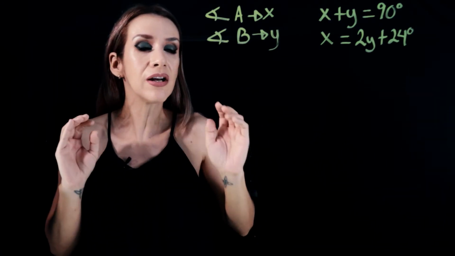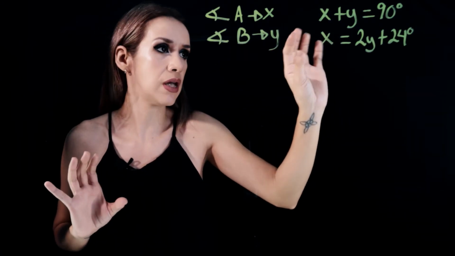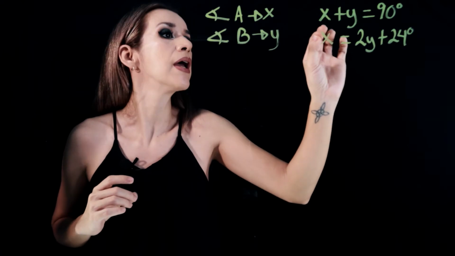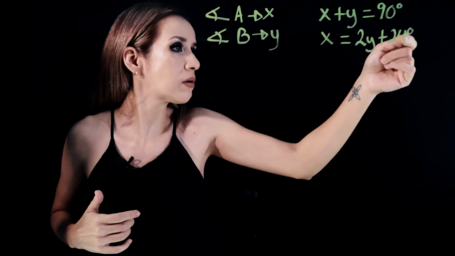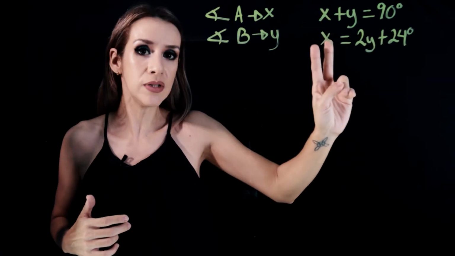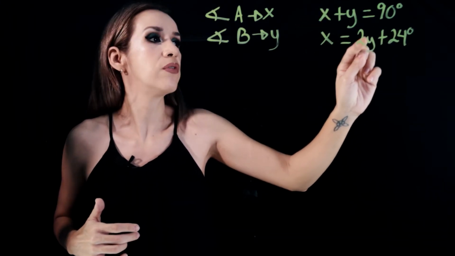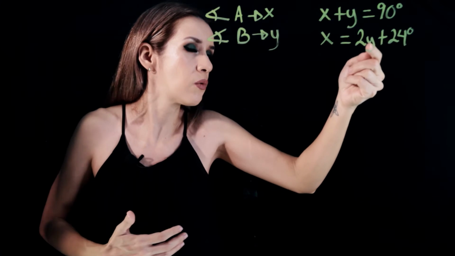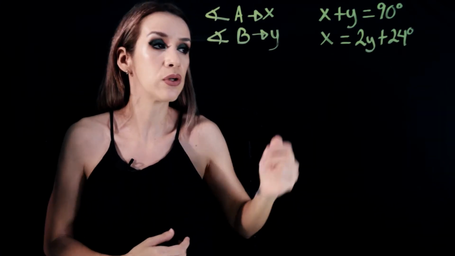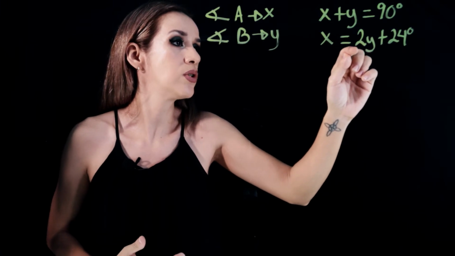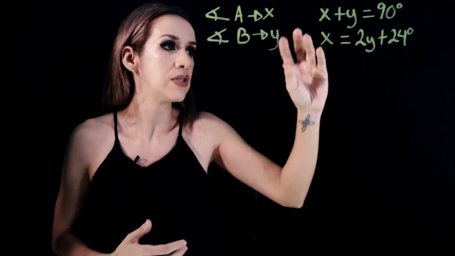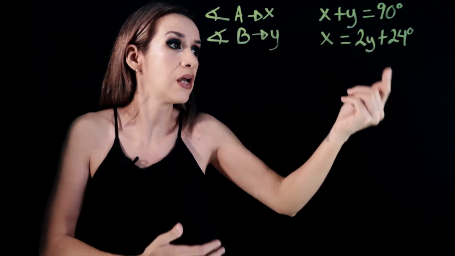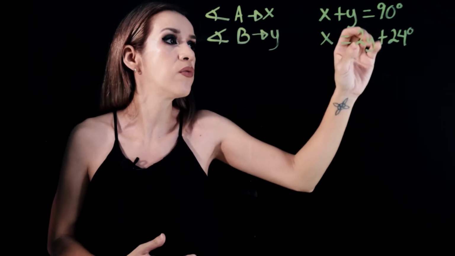Now, the problem is clearly stating that one of the angles, in this case I'm going to assume it is the angle represented by X, is 24 more degrees than 2 times the value of the other angle. If this angle is the first one, then the other one needs to be the second. So that's why I have X is equal to 2 times Y plus 24. I'm saying that the first angle is equal to 2 times the value of the second angle plus 24 degrees.